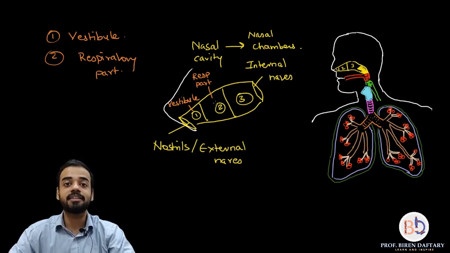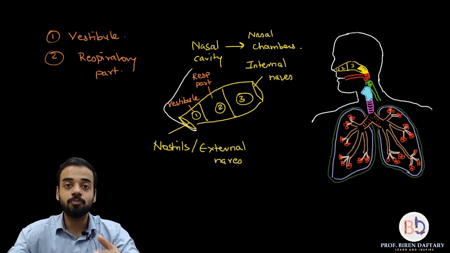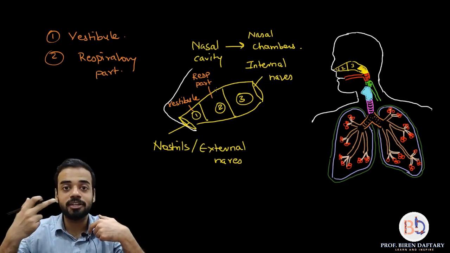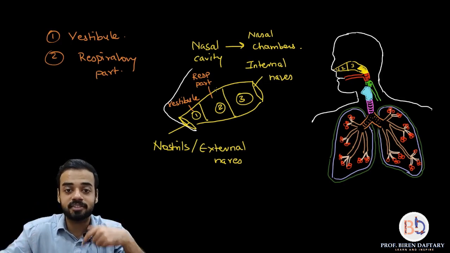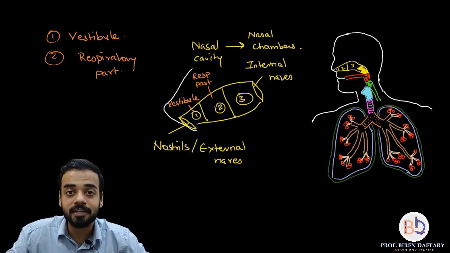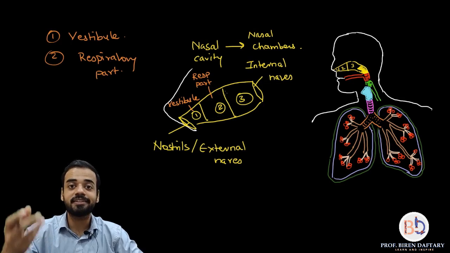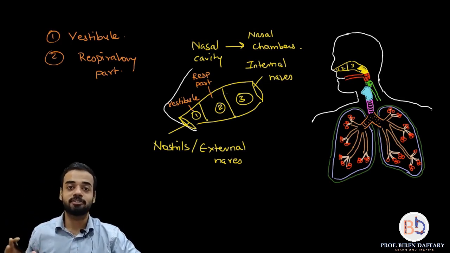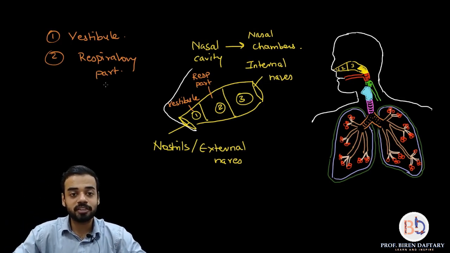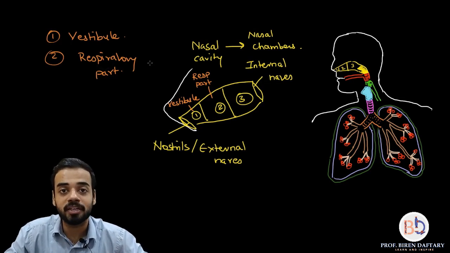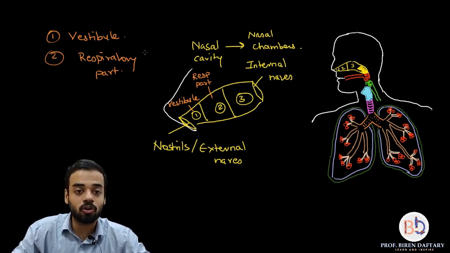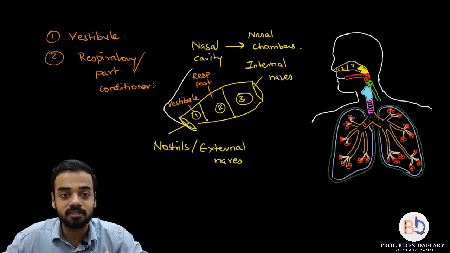Okay, so it is very important, because suppose you are in a very cold place and you suddenly breathe cold air, then that cold air will damage the cells of your respiratory system. So this respiratory part warms the air first and then allows the warm air to go inside your respiratory system. So the function of the respiratory part is to warm the air. That is why this part is also called the conditioner. Conditioner means it conditions the air to your body temperature.